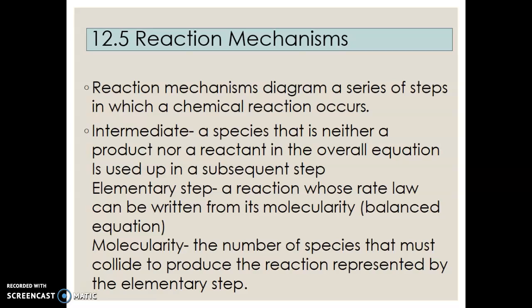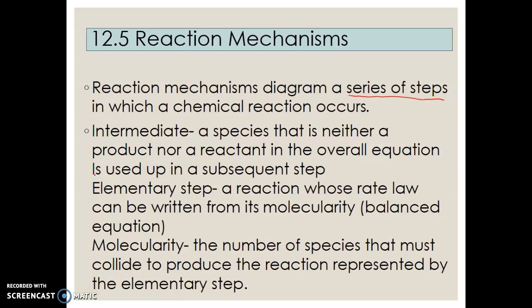Reaction mechanisms are a diagram or a series of steps in which the chemical reaction occurs. Sometimes with more complex chemical reactions, the reactions will occur in more than one step. An intermediate is a species that is neither a product nor a reactant in the overall equation. It is used up in a subsequent step. So you don't see it at the beginning of the reaction, you don't see it at the end, but in the in-between, you have this species or compound that is formed.